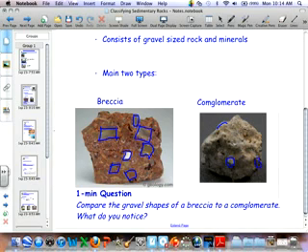How do you get rocks to become round? You got to roll them, or either that or have material roll over them, right? So what if I told you that these are both created in water? What does that tell you about breccia versus conglomerate?